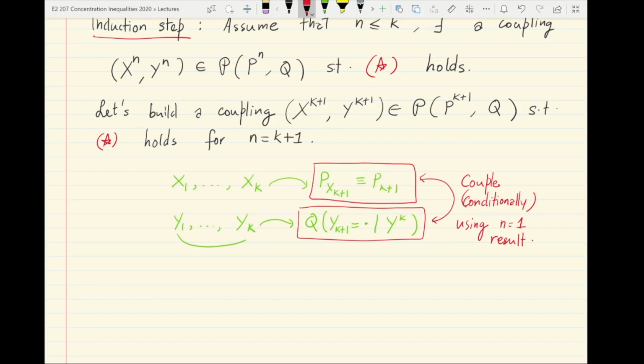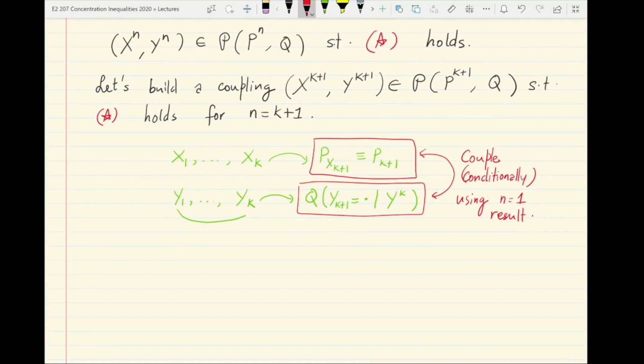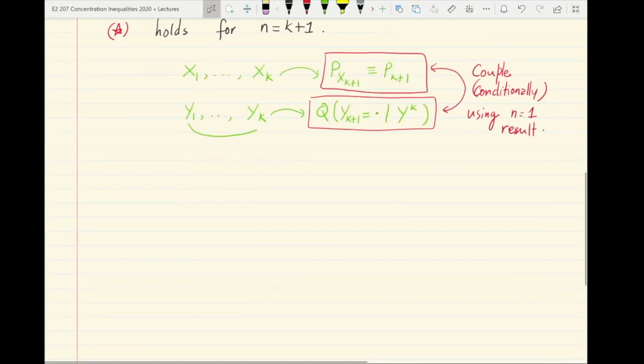Okay, and we will be able to argue that the entire joint thing between x1 to xk plus 1 and y1 through yk plus 1 is the desired coupling on k plus 1 length sequences, designed to have the appropriate marginals, that is p on the top part on the x side and q on the y side.